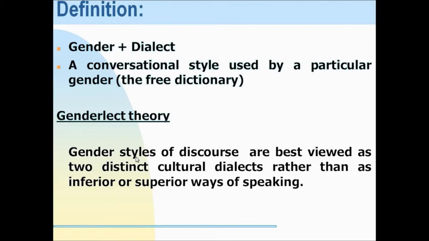Deborah Tannen coined the term genderlect to describe the way that the conversation of men and women are not right and wrong, superior and inferior. They are just different. A useful way of viewing this that she uses is that they are different.